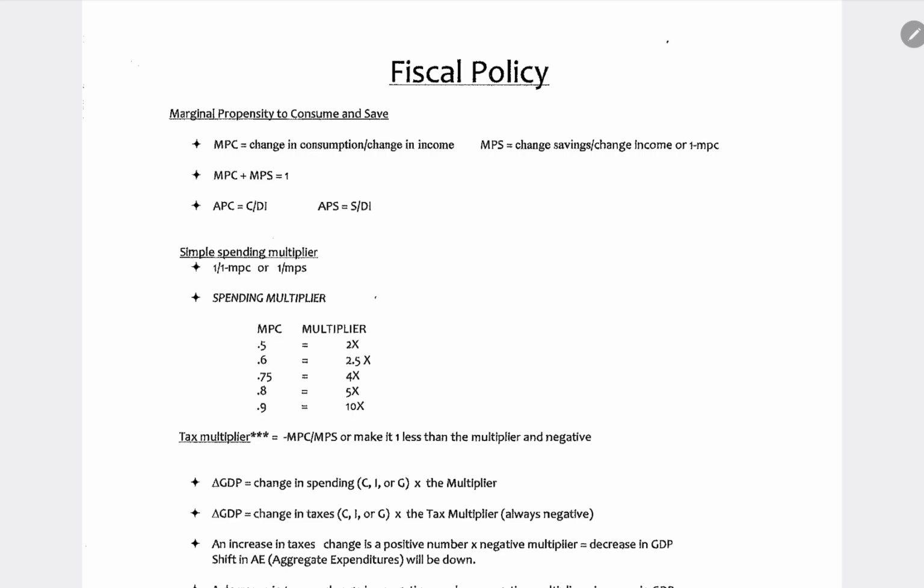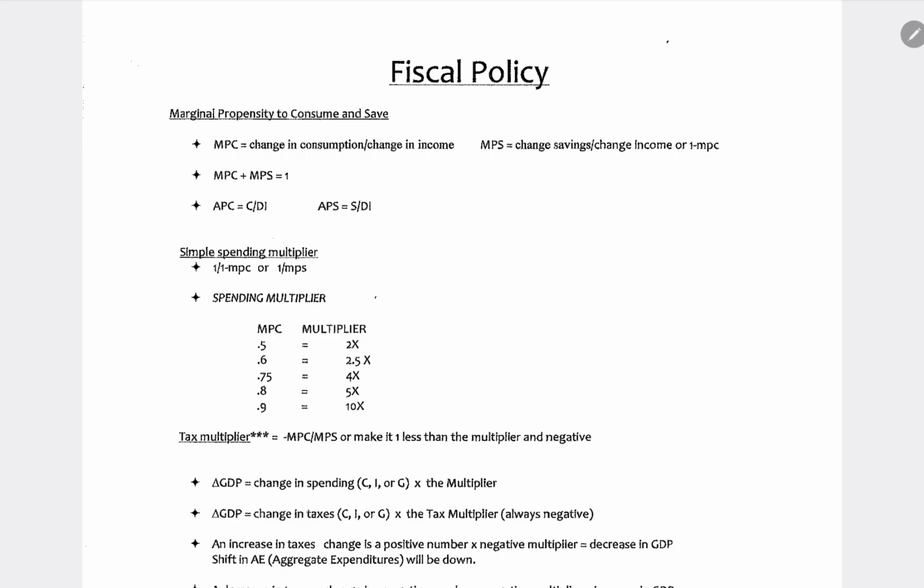We got MPC is equal to the change in consumption over the change in income, right? And our marginal propensity to save, MPS, is the change in savings over change in income, or 1 minus MPC. And the MPC plus the MPS is always 1, right?